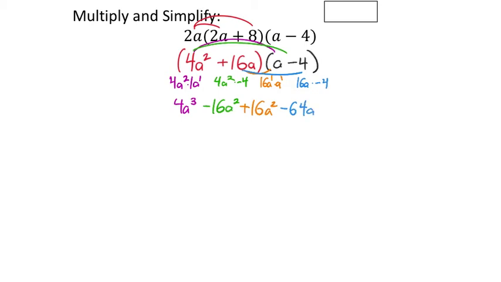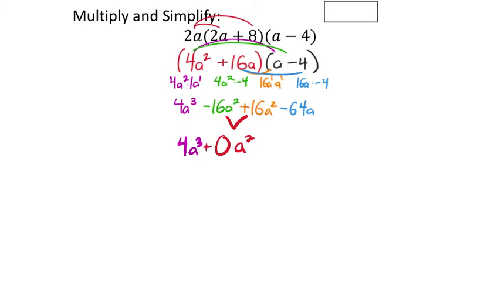So again, we see the two middle terms are combinable. So let's go ahead and combine those. Negative 16a squared plus 16a squared is going to be 0a squared. I didn't expect this to happen. Again, it's kind of unusual. We expect that term to exist most of the time, but perhaps not now.